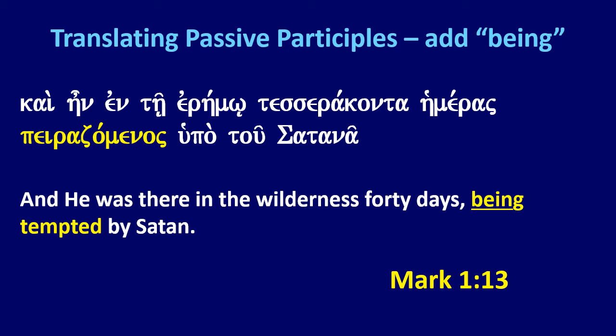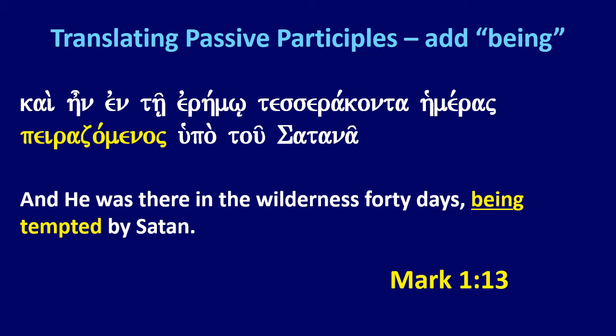And what was happening with him? He was being tempted, it says. The verb form peirazo is now in the present passive participle form peirazomenos, and being tempted by Satan, it says. And so when you translate a passive participle, you'll simply want to supply the word being. Now you could, I suppose, translate it this way, and he was there in the wilderness 40 days, tempted by Satan. But when you add the word being before it, it helps you see more clearly in your translation that it's actually a participle, not a verb.